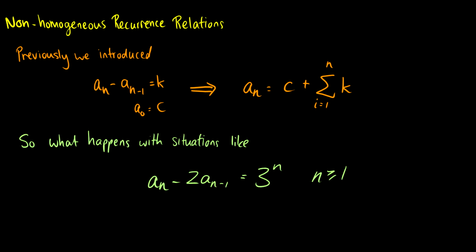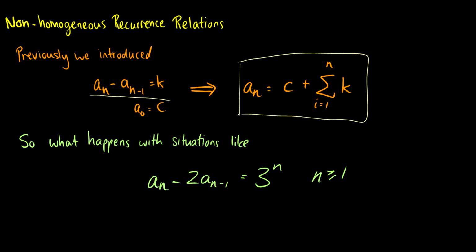So previously we saw a relation like a_n minus a_{n-1} is equal to k, and we had a nice fancy formula for this. So you've actually already seen a non-homogeneous recurrence relation. Why is it non-homogeneous? Because our difference between terms is equal to something other than 0. So that makes it non-homogeneous.